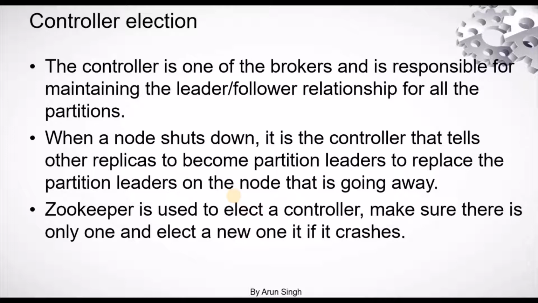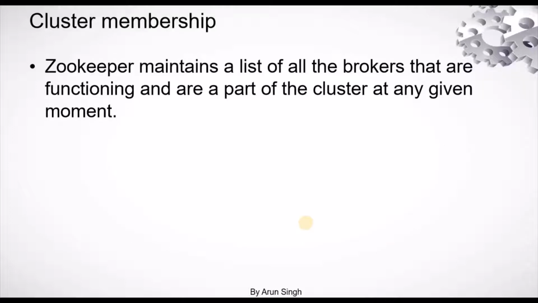This controller will decide which of these brokers will be the leader and which will be the follower. So Zookeeper's role is to elect this controller. The controller is one of the brokers and is responsible for maintaining the leader or follower relationship for all the partitions. If a node shuts down, it is the controller that tells other replicas to become partition leader, to replace the partition leader on the node that is going away. So who will elect this controller? Zookeeper will do this.